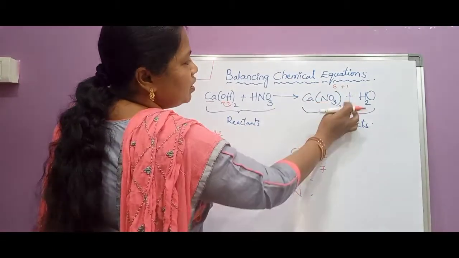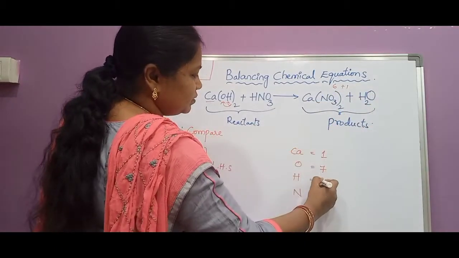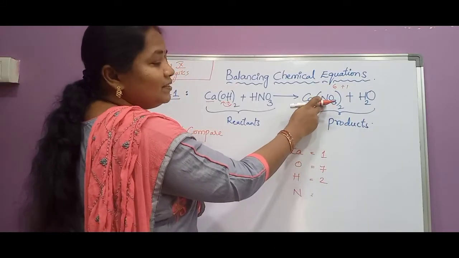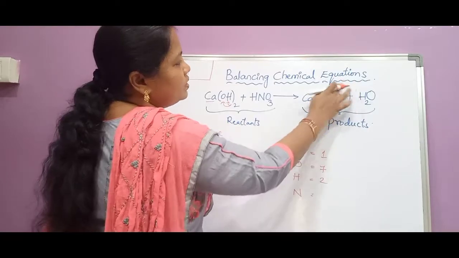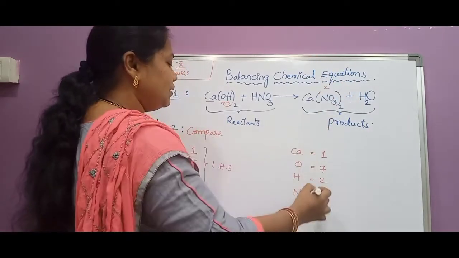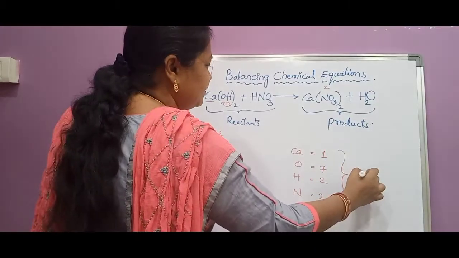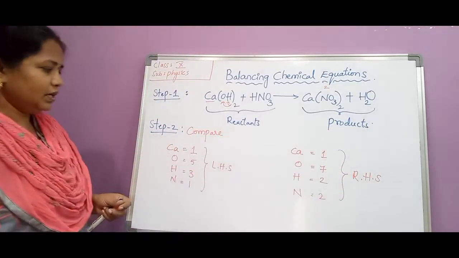Next hydrogens. In this formula there are no hydrogens. In this formula there are 2 hydrogens. So 2 hydrogens. And nitrogens. Coming to nitrogens here. For nitrogen inside the bracket there is no subscript. Okay, outside the bracket 2 is there. So here we have to take as 2 nitrogen atoms. Like this we have to write. So towards the RHS side we have these many number of elements.